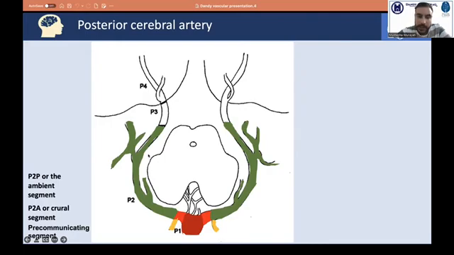And then here we have the ambient cistern, just posteriorly and distally. This is called the ambient cistern, and the P2 that passes within it is called the P2P. And then more distally, posteriorly, in relation to the midbrain, we have the quadrigeminal cistern over here. So this segment is called the quadrigeminal segment, the P3, and then the cortical branch is the P4.